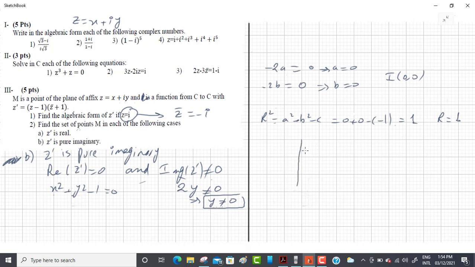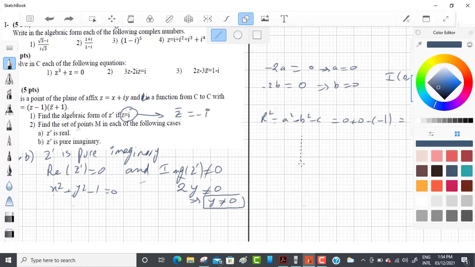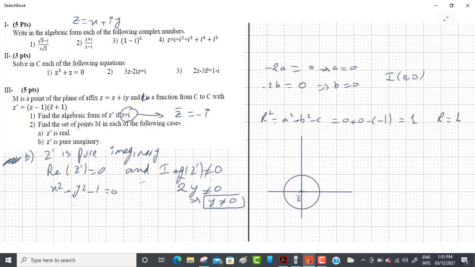So as you know, M will move on a circle C of center O and radius 1, but M should not move on the line y equal to 0, which is the x-axis. So M cannot be here and cannot be here. It moves on the circle, but it can't be on the x-axis, since y is not equal to 0 and y equal to 0 is the equation of the x-axis.